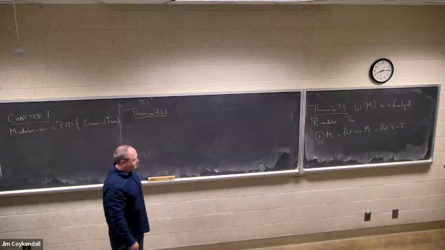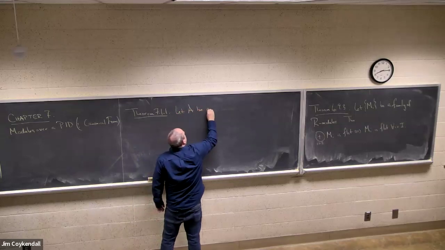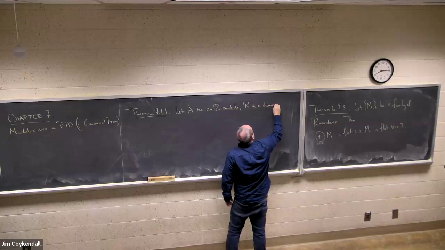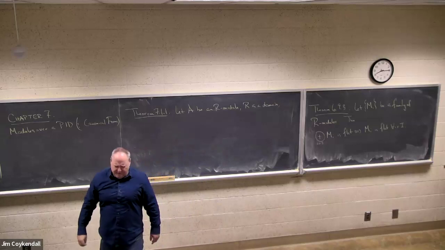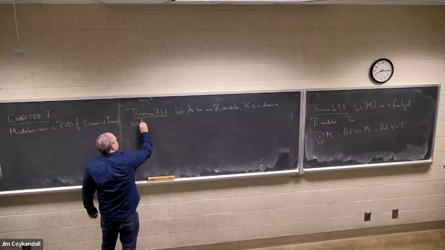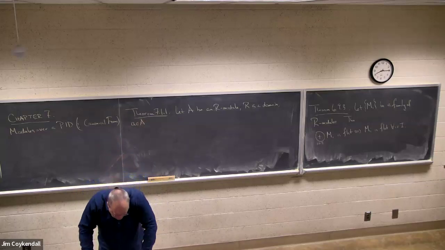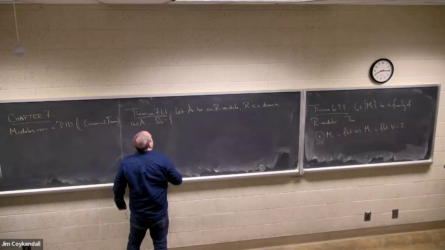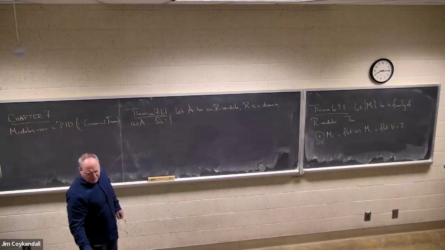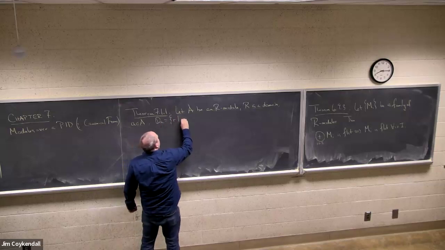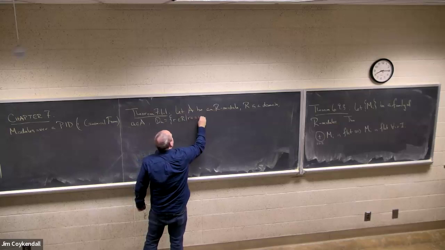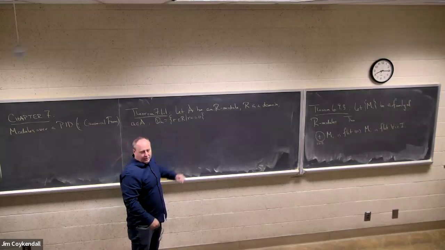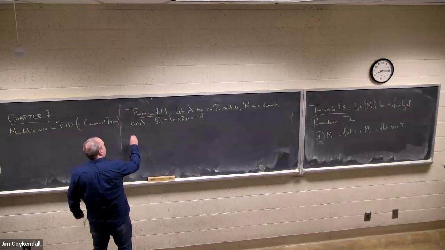And at first, R is just an integral domain. A is an R module, R is an integral domain, and little a is some element of the module. And this is just the set of r in R such that ra equals zero. So this symbol right here is just everything that kills the element a. Sometimes this is called the annihilator of a. So it's everything that when you hit a with that element, you get zero.